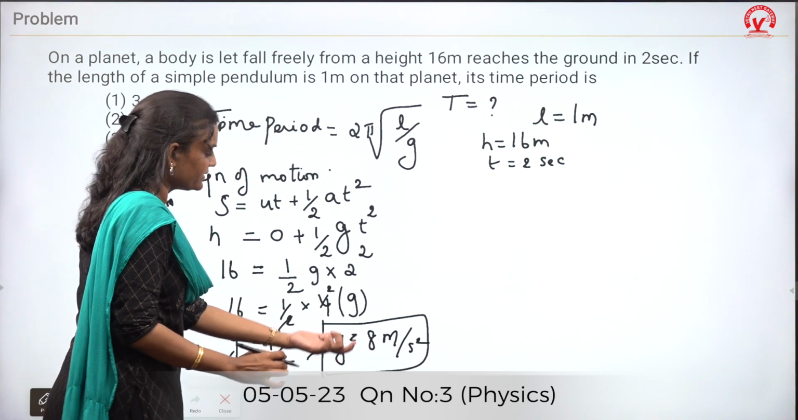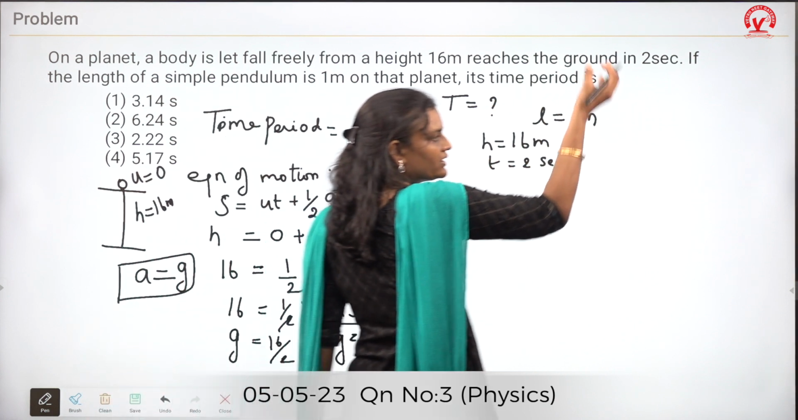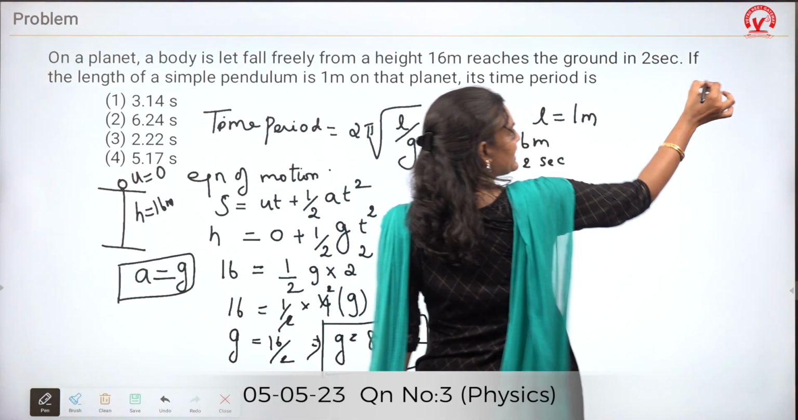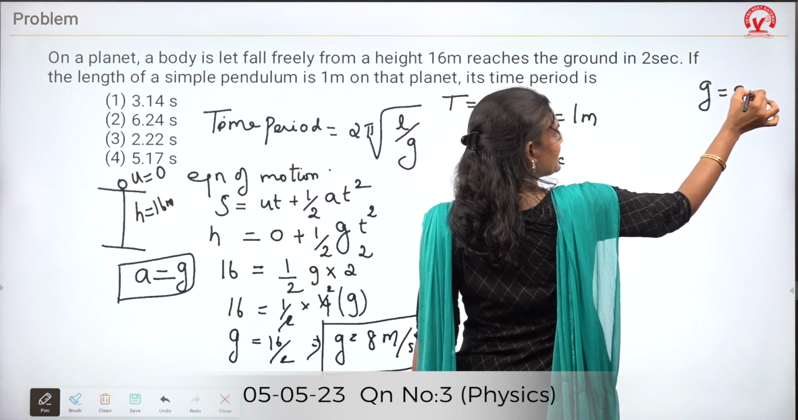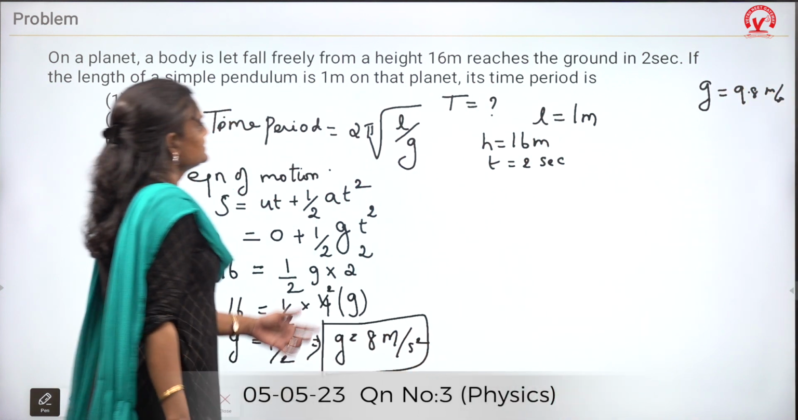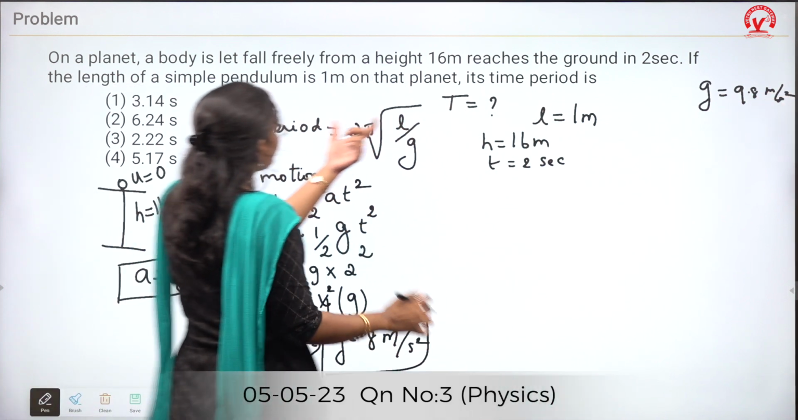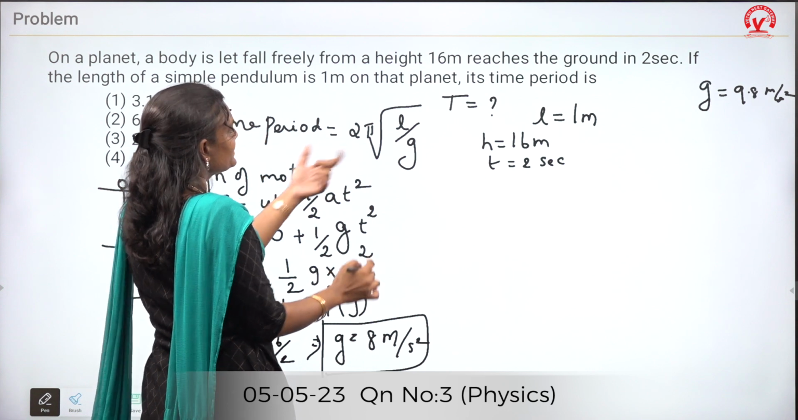On this planet, the body is falling with 8 meter per second square. If the ball were falling on the earth, we would take the acceleration due to gravity as 9.8 meter per second square. And our aim now is to calculate the time period.